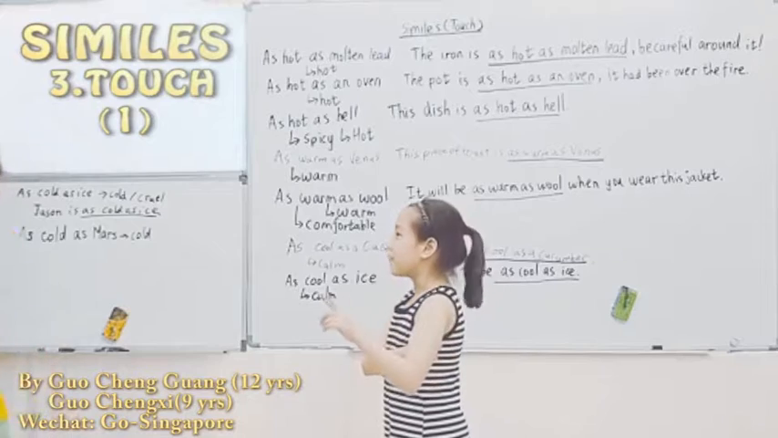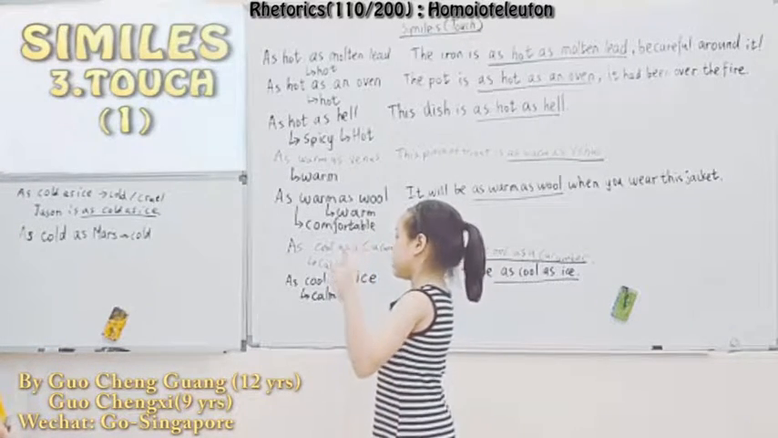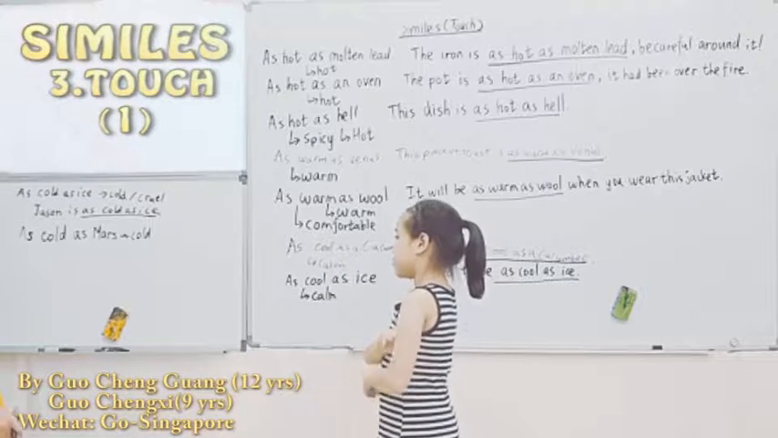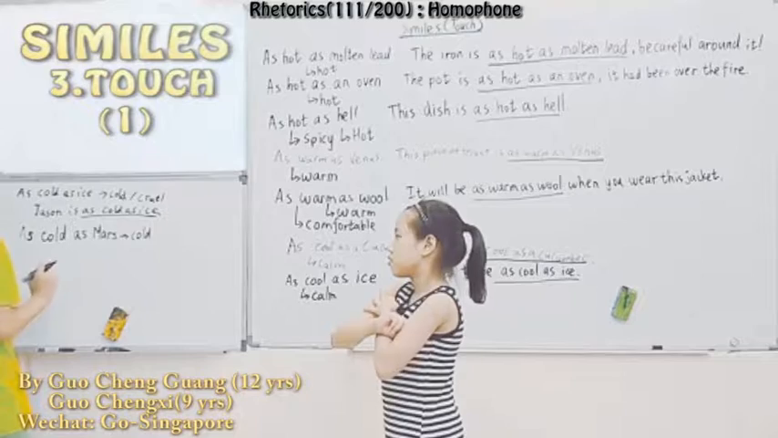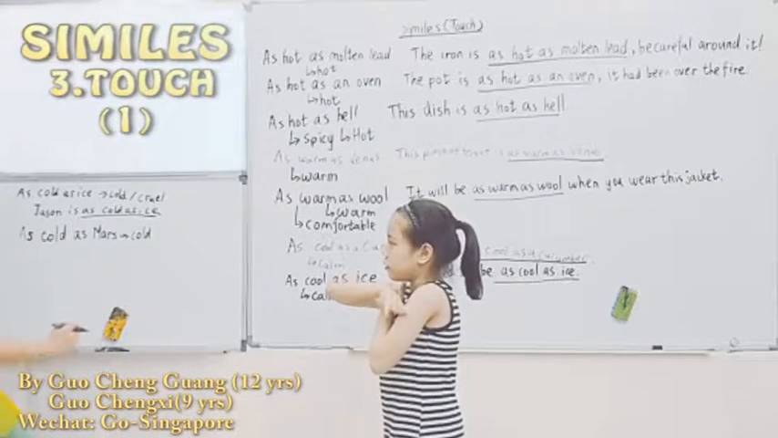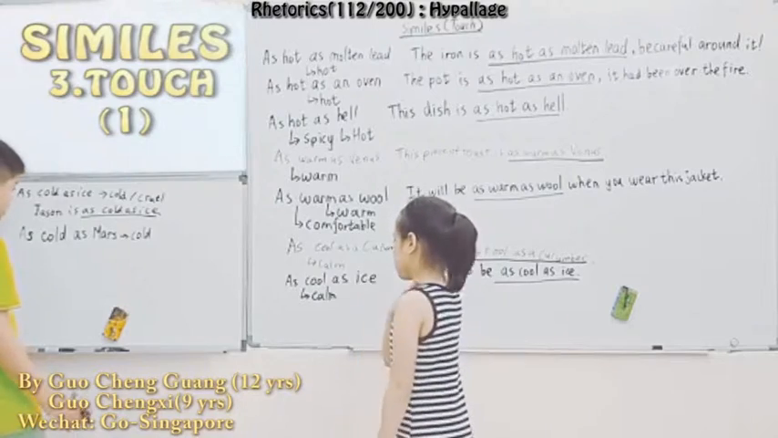So why can't we go to other planets? Right now, scientists can only go as far as Jupiter. That's the furthest. Okay, so as cold as Mars.